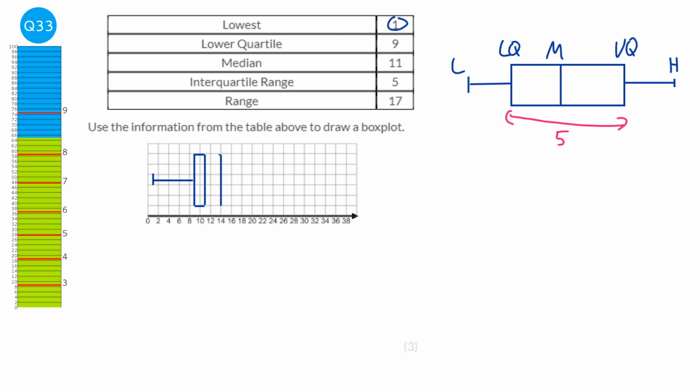and then complete our box plot. Here we go. Now the range is the total distance, or the total width, of our box plot. So that's 17. So that's going to be 17 higher than the lowest value. Now the lowest value is 1, so 1 plus 17 is going to be 18. So I'm just going to, there we are. And we're going to have that at 18. And again, I'm just going to put a line there.